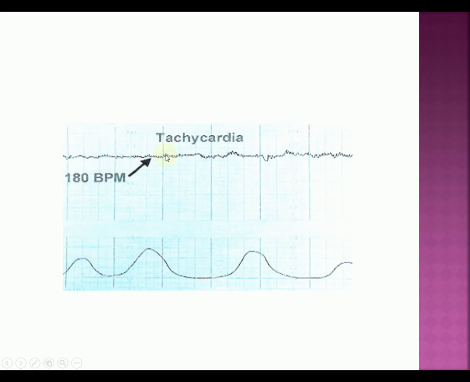And we hadn't talked about fetal heart rate, so I really don't want to mention it here, but since I'm showing it to you, I will explain what it is. It's tachycardia. Anytime you have a fetal heart rate that is above 160 beats per minute, it's considered tachycardia. So 180 beats per minute makes this tachycardia.